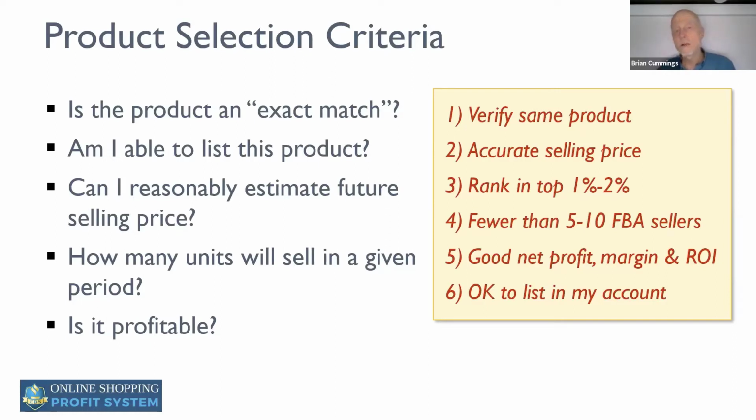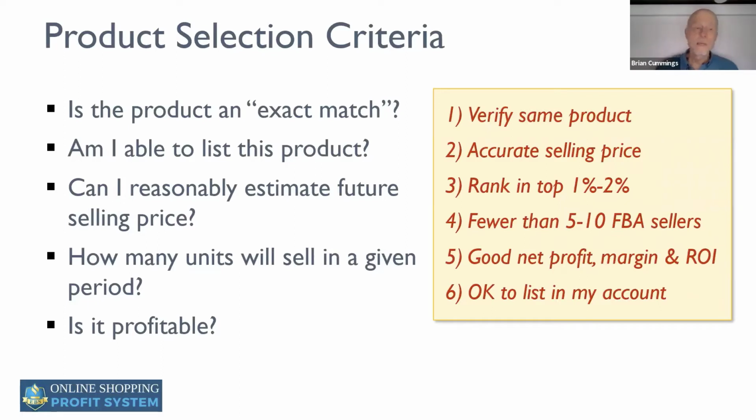You can also take a quick look at the rank. This is the rank of the product within the top 1 or 2%. In some cases, you might want to sell something that's in the top 5%. But mostly, we're looking for products that turn very quickly within 30 to 60 days. And so we need it to have strong demand.